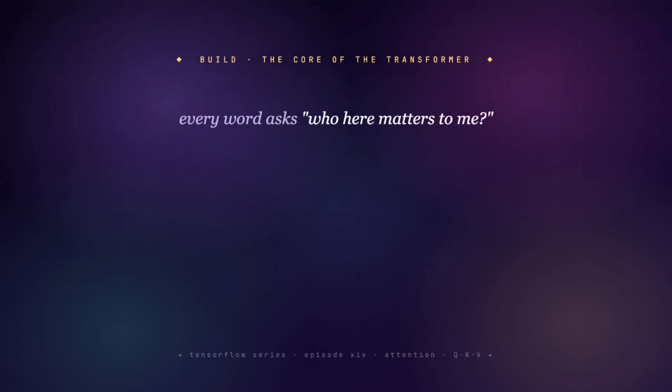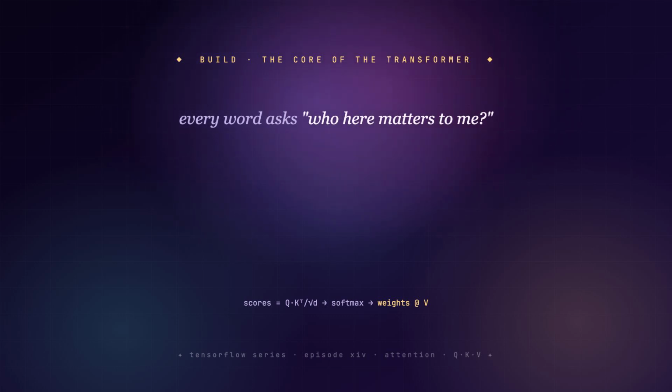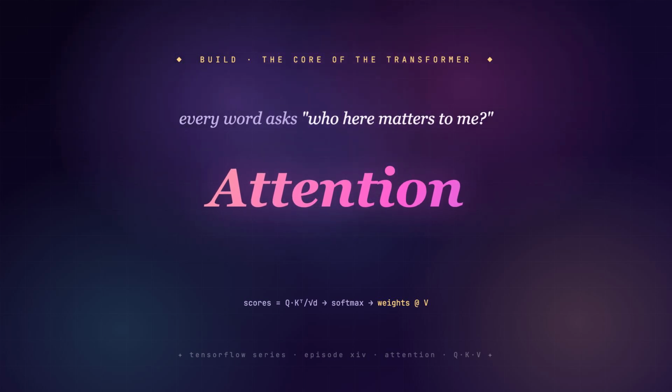Last time in Reading in Order, we walked a sentence through an RNN, an LSTM, a GRU, one word at a time, passing a little memory baton from step to step. It worked, but it had a tell. By the time the model reached the end of a long sentence, the beginning had faded. Memory leaks.